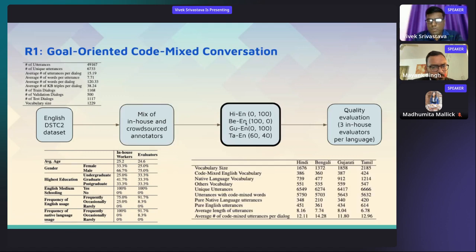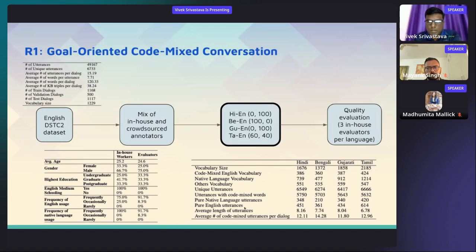And if we come to these 4 data sets that they have generated, the number here represents that 0% of in-house annotators were used and 100% of crowdsourced annotators were used. This pattern is similar for all the other 3 datasets as well. This is the distribution of what we have in the Hindi, Bengali, Gujarati, and Tamil datasets.